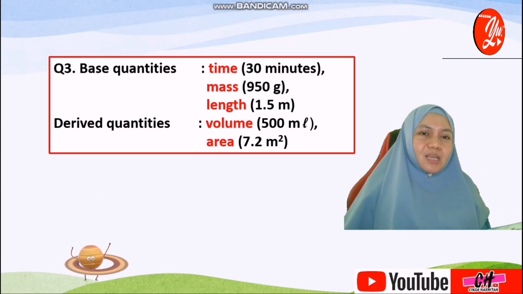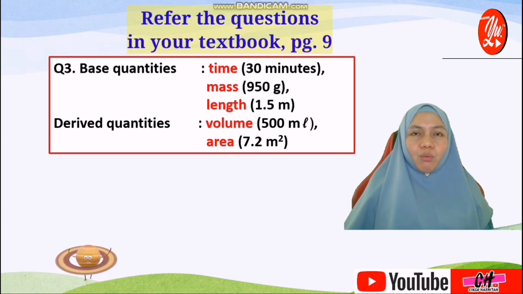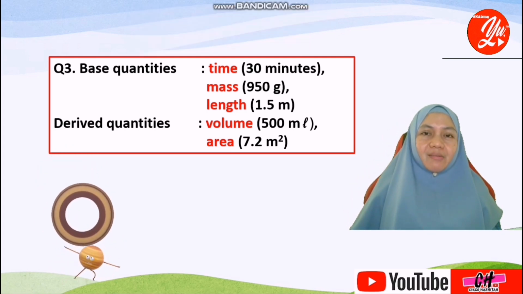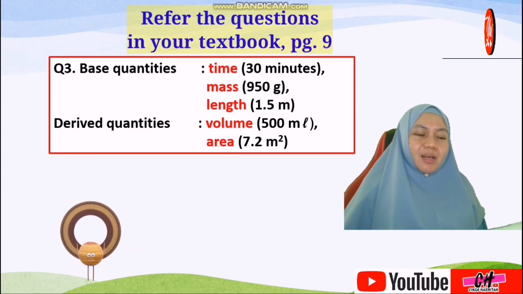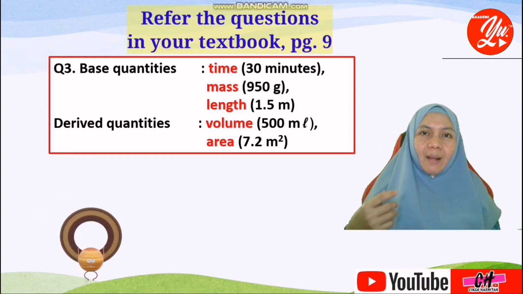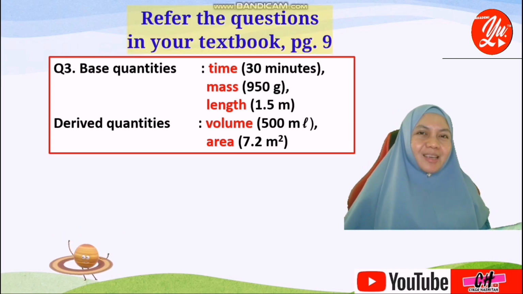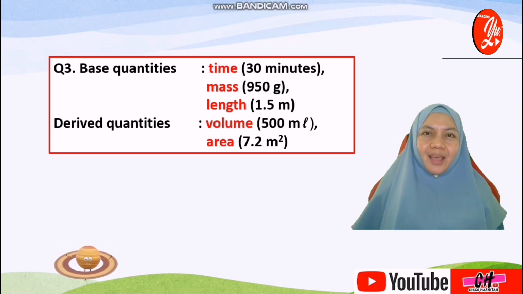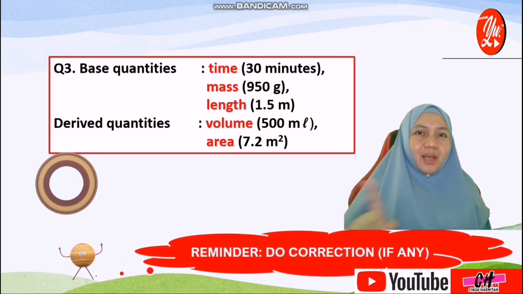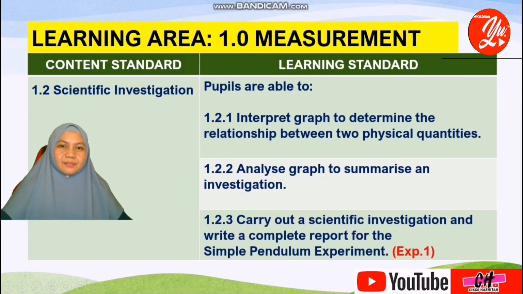While the derived quantity, we have volume of the water pond, which is 500 milliliter, and area of 7.2 square meter. So by this, we are finished doing formative practice 1.1. Okay, and you may do correction if there is any.